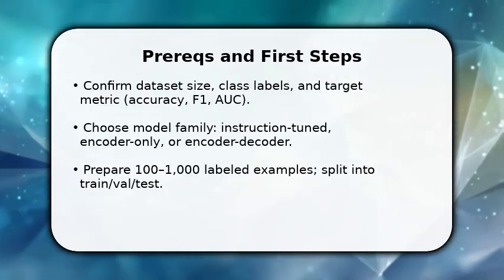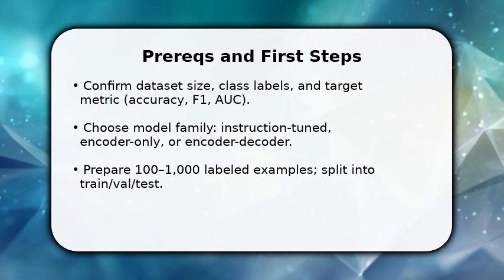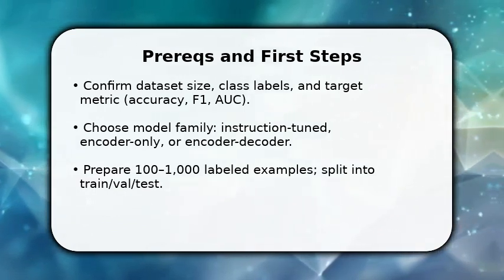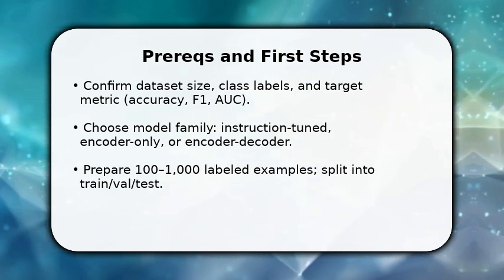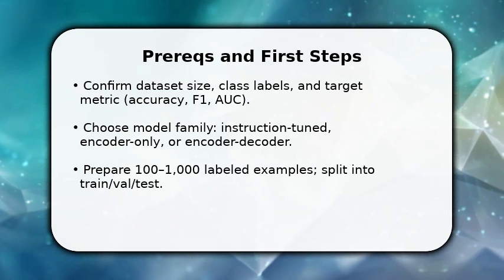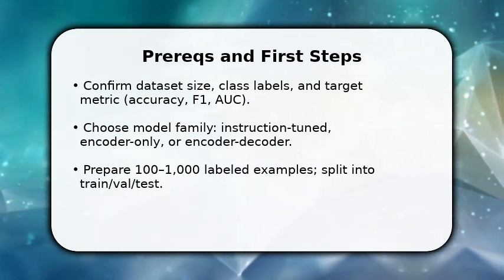You begin by verifying prerequisites, data quality, clear class labels, and the evaluation metric you care about. Once done, pick a model family that matches latency and cost goals: encoder only for speed, encoder-decoder for flexible prompts.